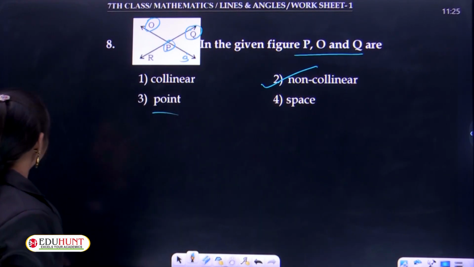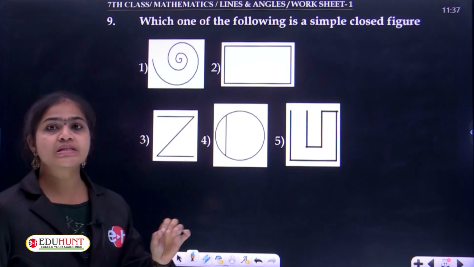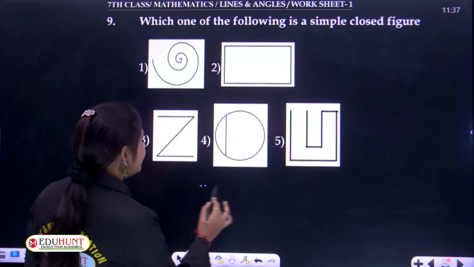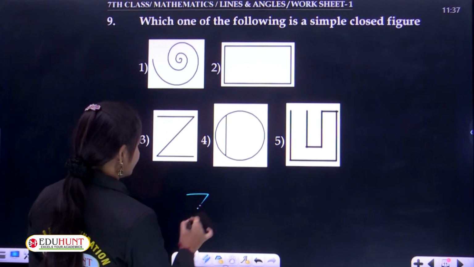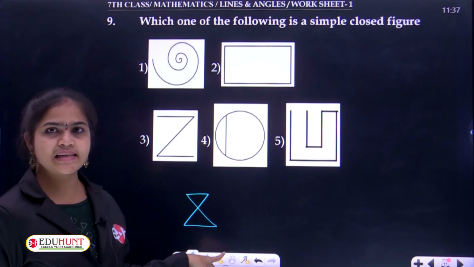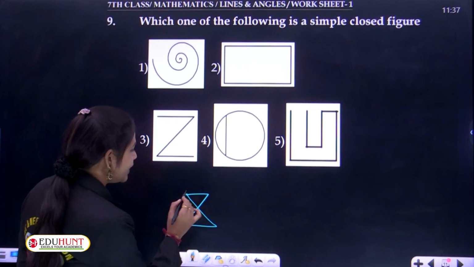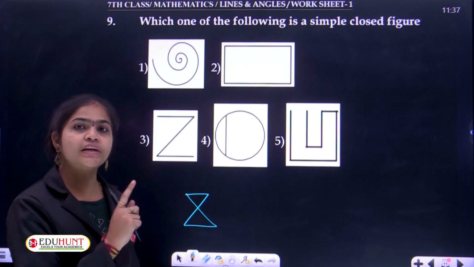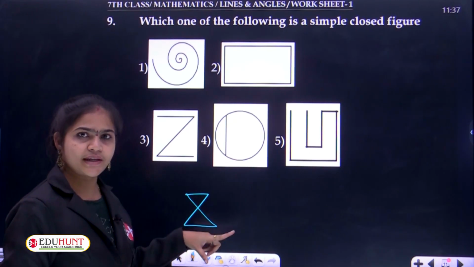Yes, see here, my 9th question. Which one of the following is a simple closed figure? Simple closed figure means what? See here. Is it a closed figure or not? Yes, of course, this is a closed figure. Why? Because the starting point and ending point of the figure, those 2 are the same. That's why we are saying this is a closed figure.